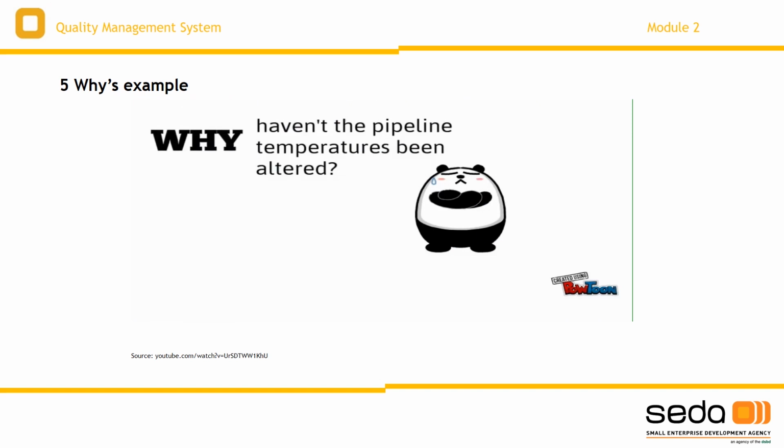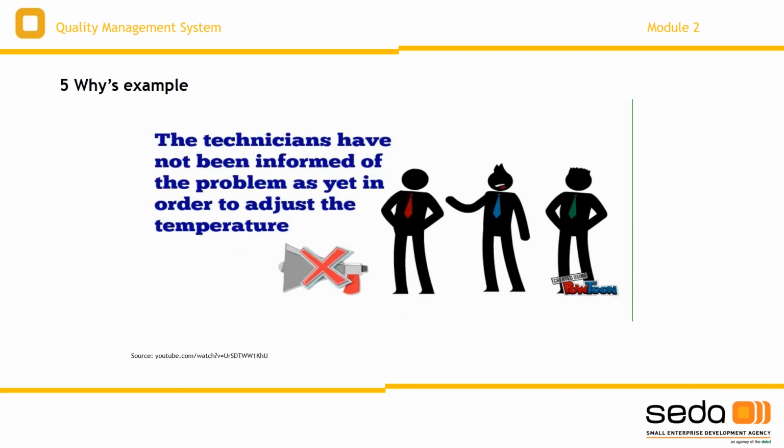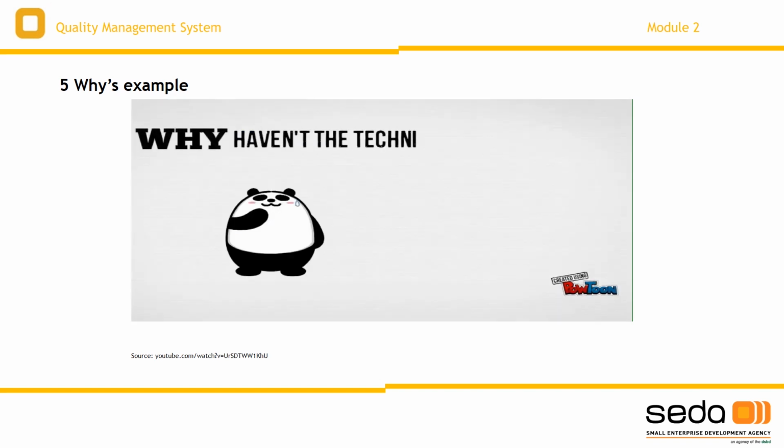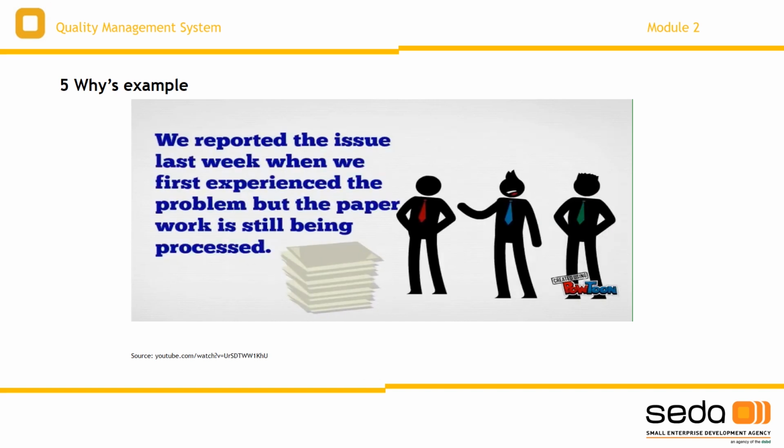Why haven't the pipeline temperatures been altered? The technicians have not been informed of the problem as yet in order to adjust the temperature. Why haven't the technicians been informed? We reported the issue last week when we first experienced the problem, but the paperwork is still being processed.